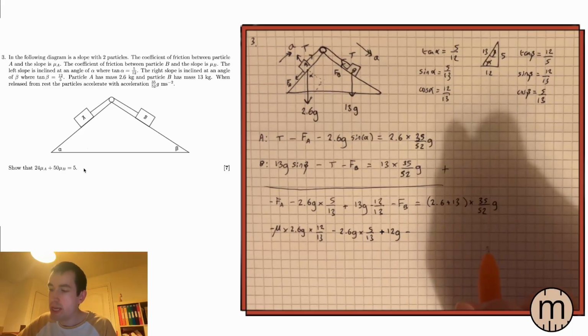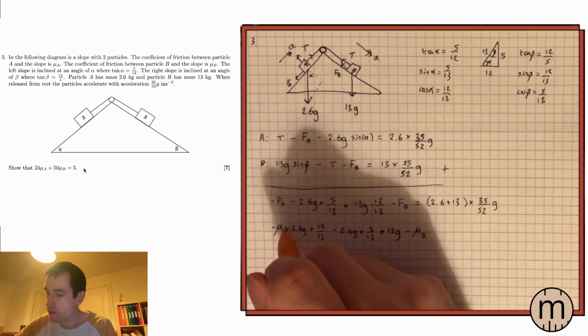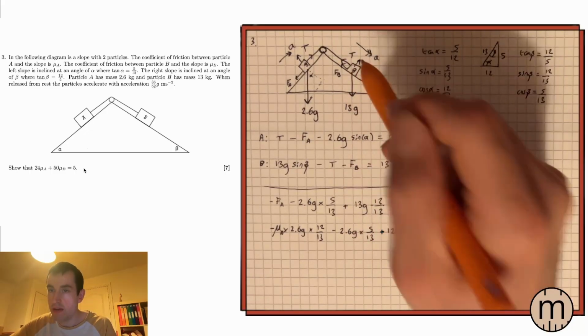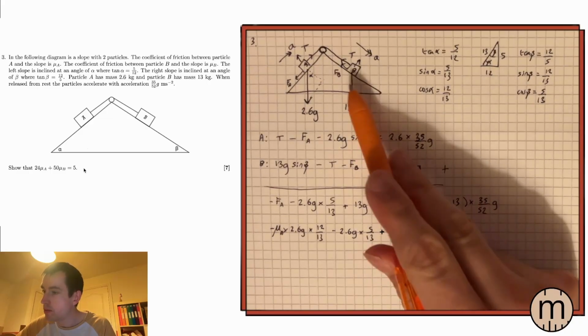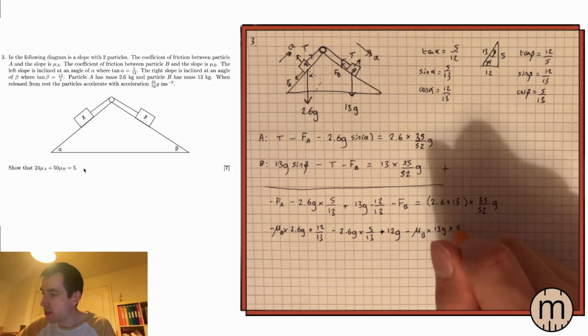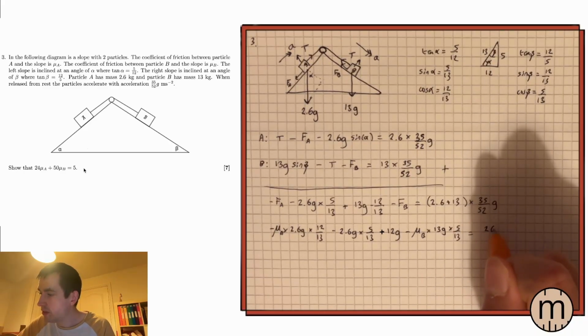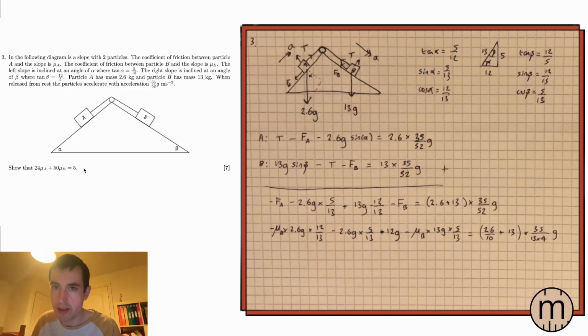And then we get to FB. Now FB is going to be very similar. It's going to be mu, this time it's mu B rather than mu A, times the reaction force at B. Well, that's up here. That's going to be very, very similar. 13g cos beta, which is 5 over 13. And then over here, I might turn this into 26 over 10, because then I can try and divide by 52, which is 13 times 4. We'll see where we get from there.